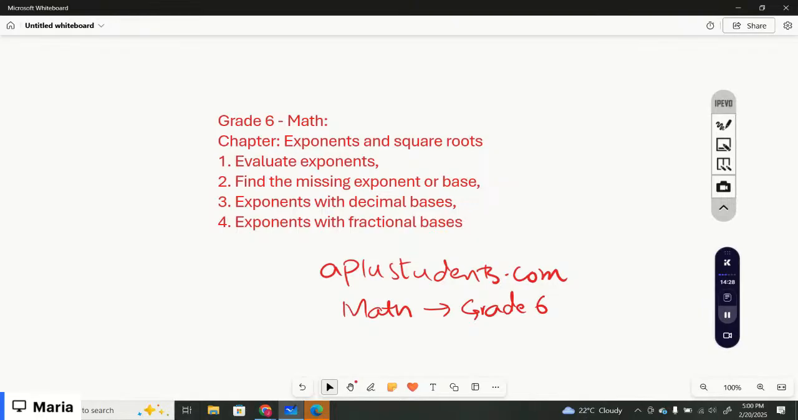There you can find a list of the chapters. We're going to start with the chapter exponents and square roots. The lessons we're going to cover today are evaluate exponents, find a missing exponent or base, exponents with decimal bases, and exponents with fractional bases. So please make sure you have your notebook and pencil so that you can note down the important examples and definitions as well.